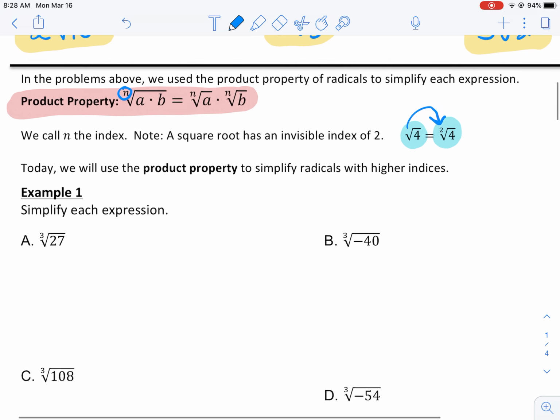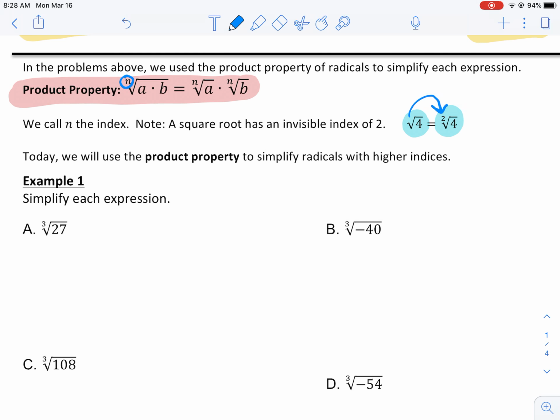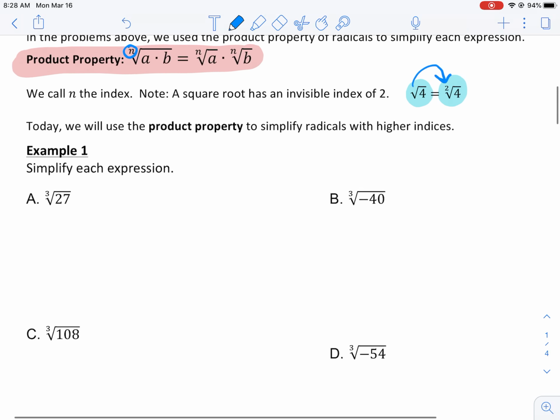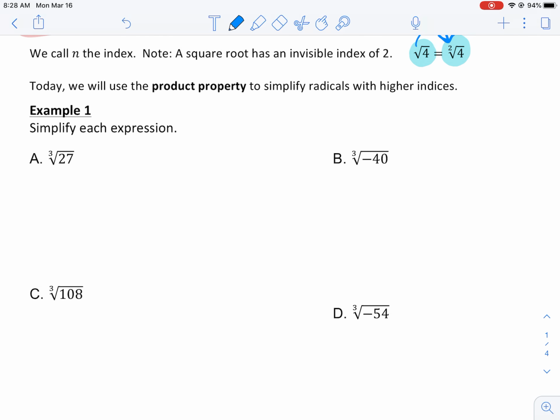So today, we're going to use the product property to simplify radicals with higher indexes. In this first example, we're going to simplify the cubed root of 27. We call the index 3. We're going to start the problem the same way, breaking this up using a tree. So we have 3 and 9, 3 and 3.